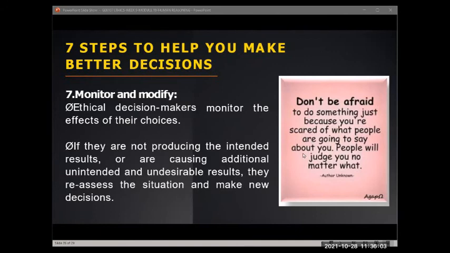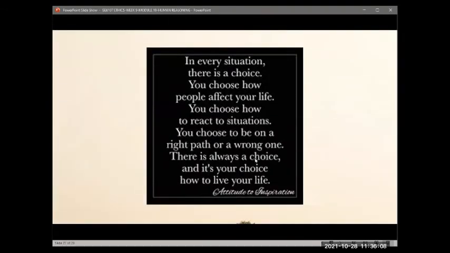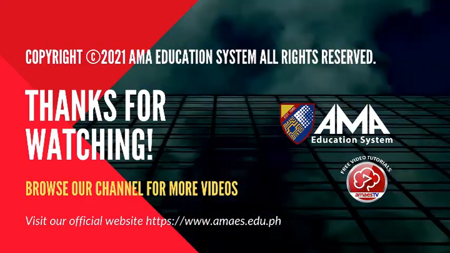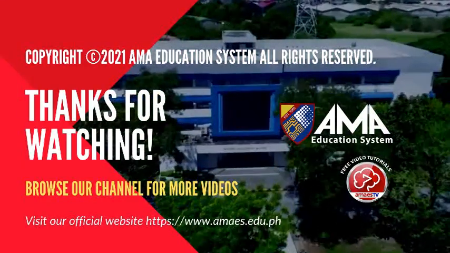People will judge you no matter what. And in every situation, there is a choice. You choose how people affect your life. You choose how to react to a situation. You choose to be on the right path or a wrong one. There is always a choice, and it's your choice how to live your life.